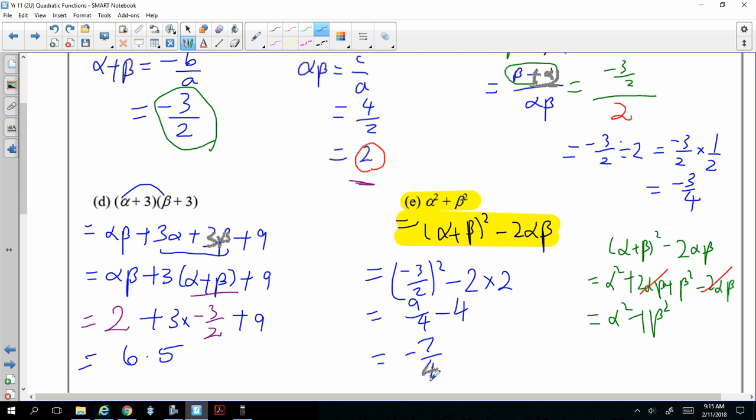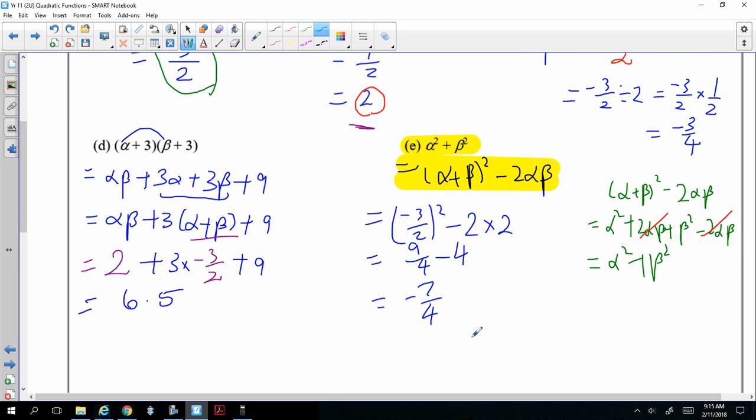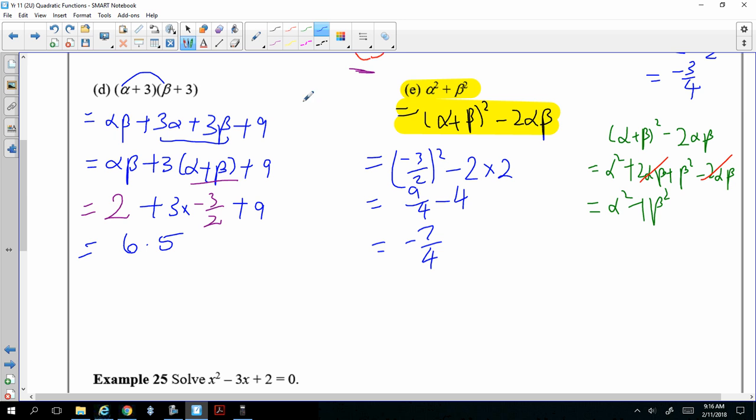Okay, good. I'm going to show you another way to do that. Not that you have to use this, but it's quite interesting. I'm going to give you method 2. Maybe you haven't seen that before. Method 2 goes like this.